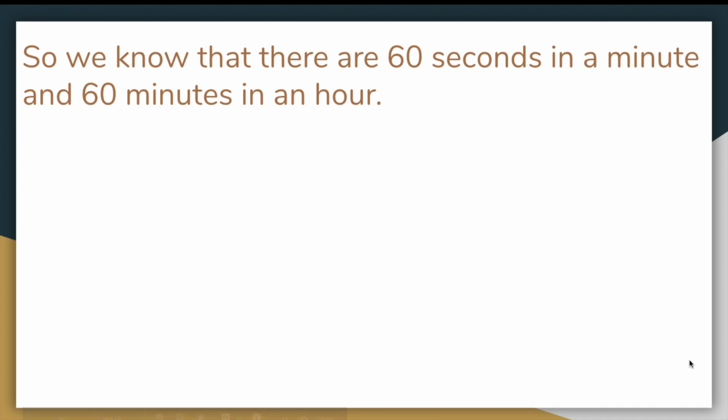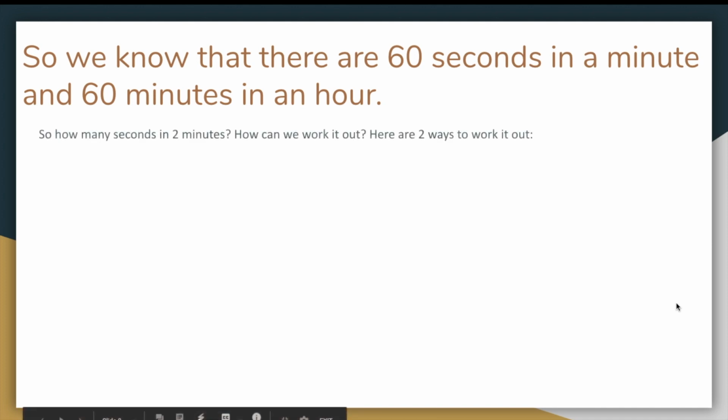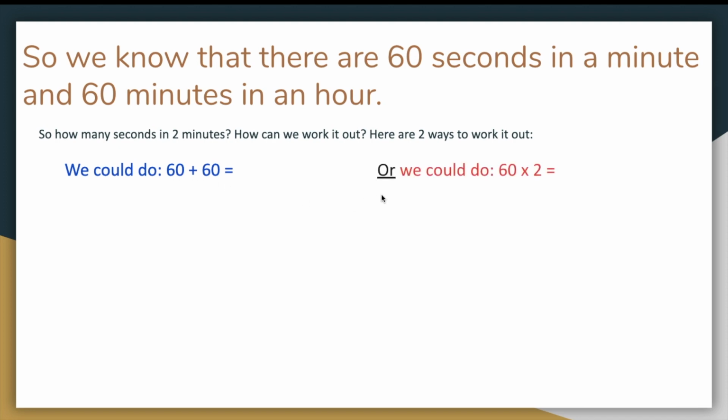So we know that there are 60 seconds in a minute and 60 minutes in 1 hour. So how many seconds in 2 minutes? How can we work it out? Here are 2 ways to work it out. We could do 60 plus 60. That's 1 minute plus another minute because there are 60 seconds in each minute. Or we could do 60 times 2 because we have 2 minutes and 60 seconds in each one. They will both give you the answer of 120 seconds.